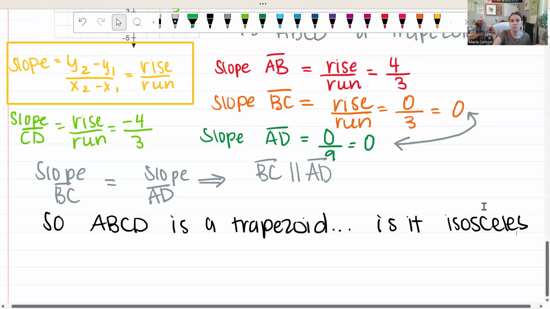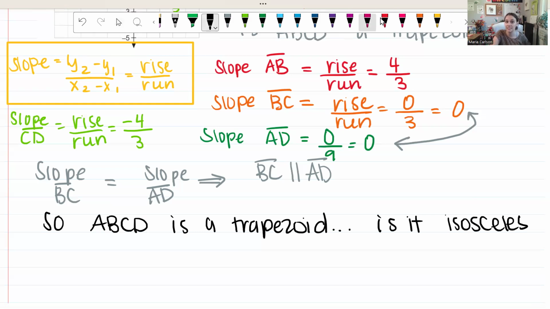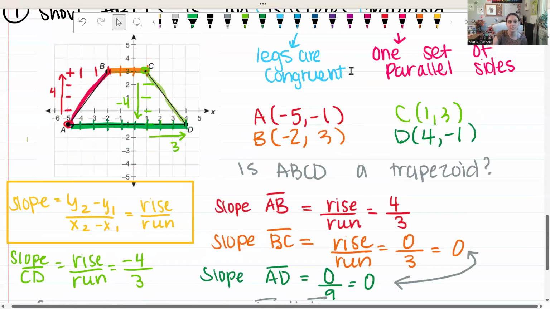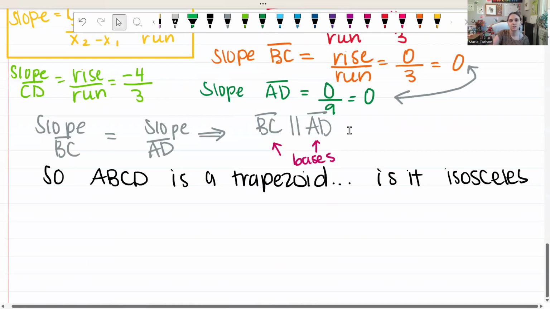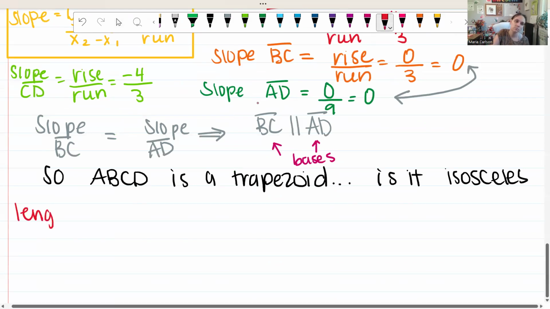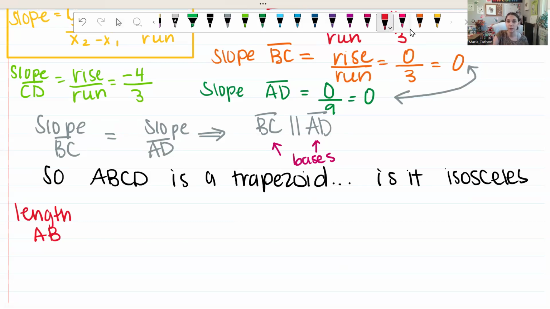And we now know that BC and AD, those two are parallel, which means these two are the bases, right? So the bases are BC and AD. So our legs are AB and CD. So let's find the length of AB. And I'm also going to need the length of CD, the other side. And please, please, please use your distance formula for this. Write it down.